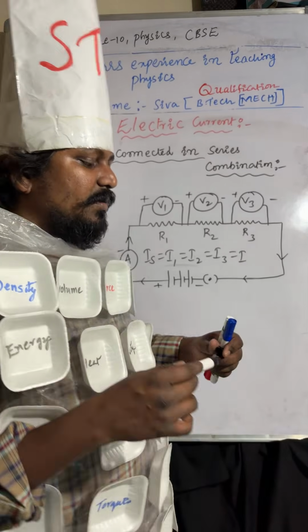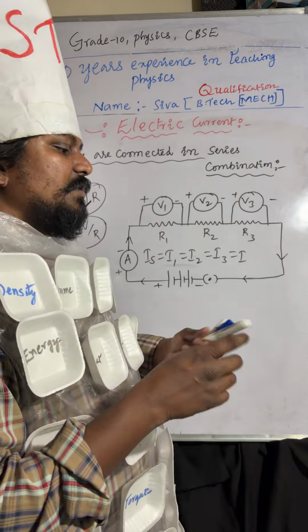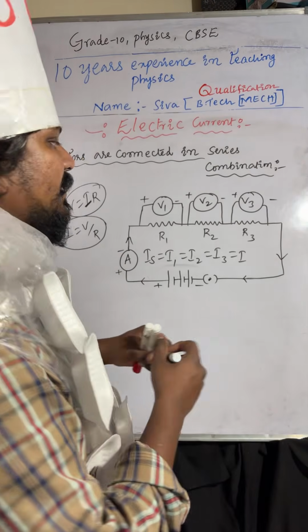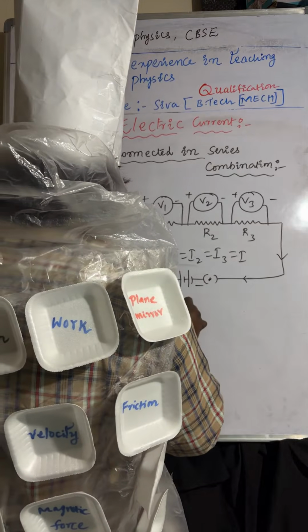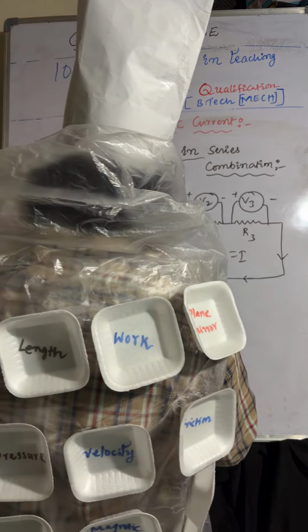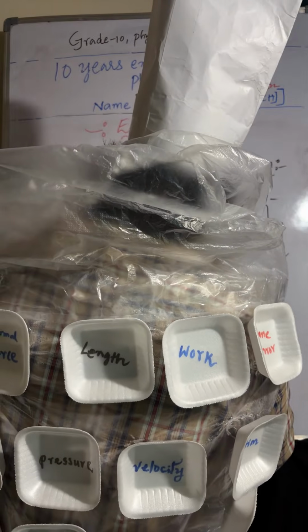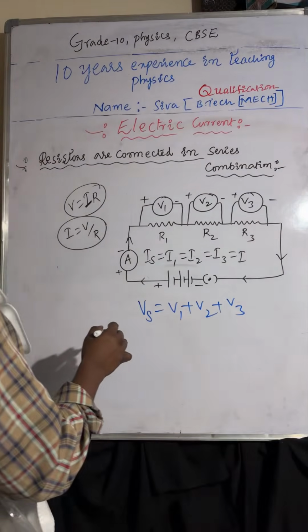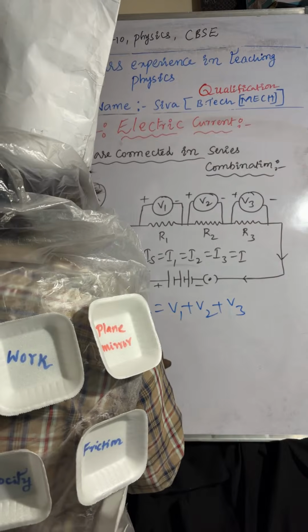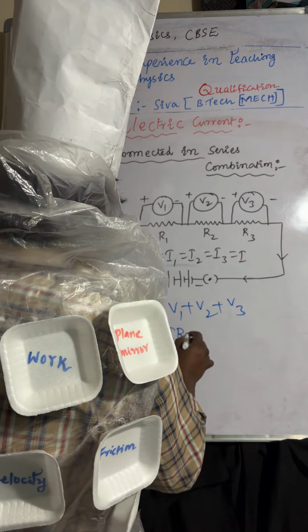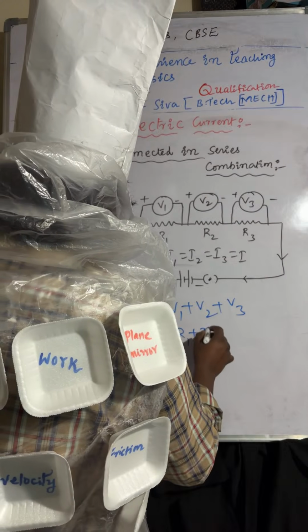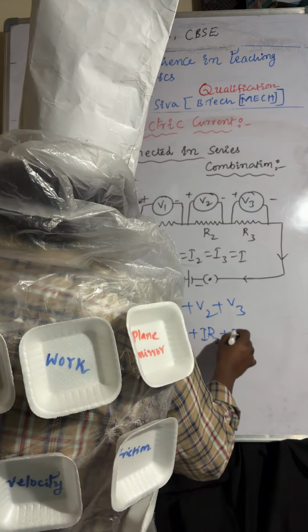From Ohm's law, V equal to IR. Understood or not? From Ohm's law, V equal to IR, right? So now we can take Vs equal to V1 plus V2 plus V3. That is nothing but IRs equal to IR1 plus IR2 plus IR3.